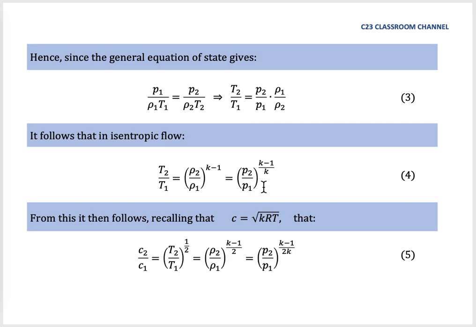The equation of the speed of sound is C equals square root of kRT, so we can write that C2 over C1 is equal to T2 over T1 to the power of 1 over 2, because the values of k and R remain constant. K is the specific heat ratio and R is the gas constant, so these two values will not change between point 1 and point 2. Then we substitute the value from equation number 4, so C2 over C1 can also be written as ρ2 over ρ1 to the power of k minus 1 over 2, or P2 over P1 to the power of k minus 1 over 2k. Let's call this equation number 5.